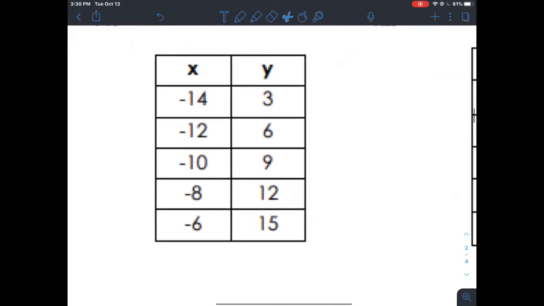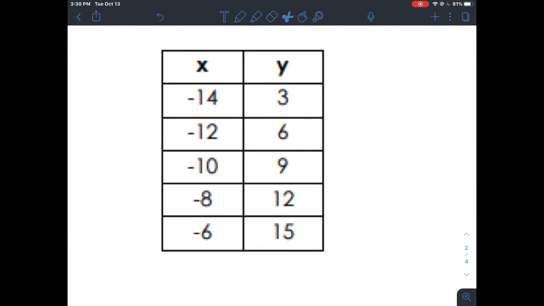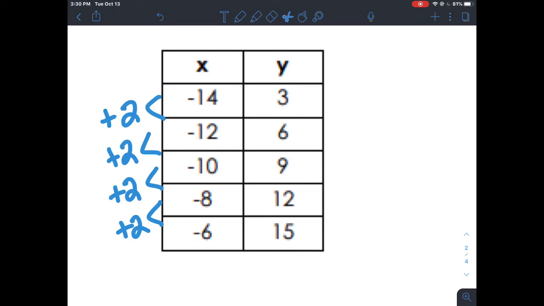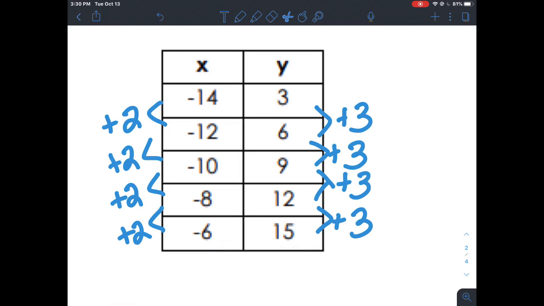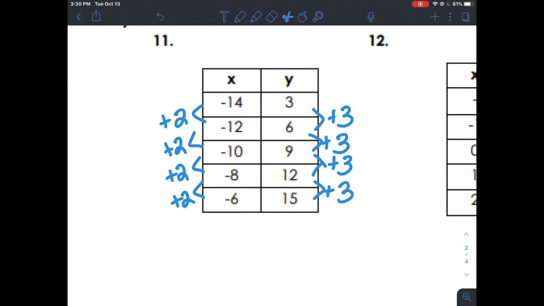This next one, number 11, I'm going to do the same thing. Difference of the x's, difference of the y's. How did I get from -14 to -12 to -10 to -8 to -6? I added 2 each time. Same thing for the y's: 3, 6, 9, 12, 15. What did I do? I added 3. So then I'm going to go y over x. So 3 over 2 is my slope.